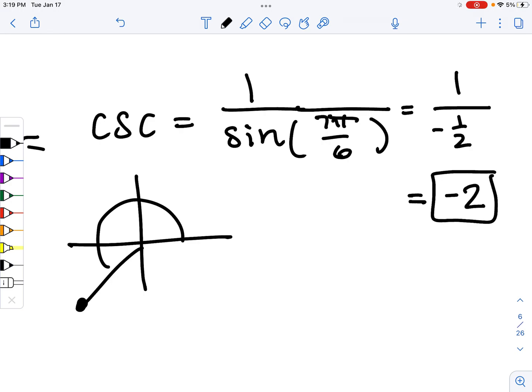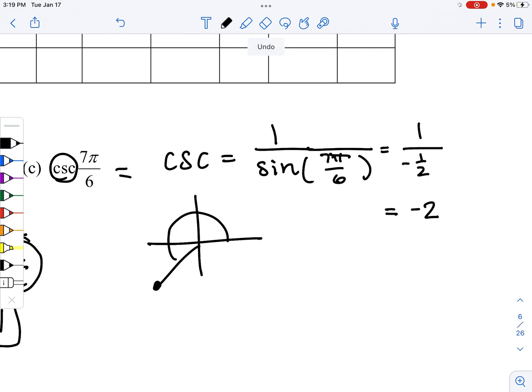So therefore, cosecant of 7 pi over 6 is negative 2. That's all for today.